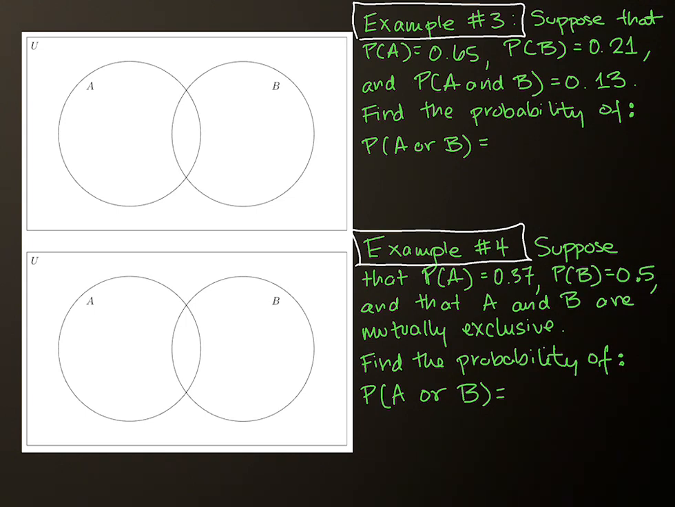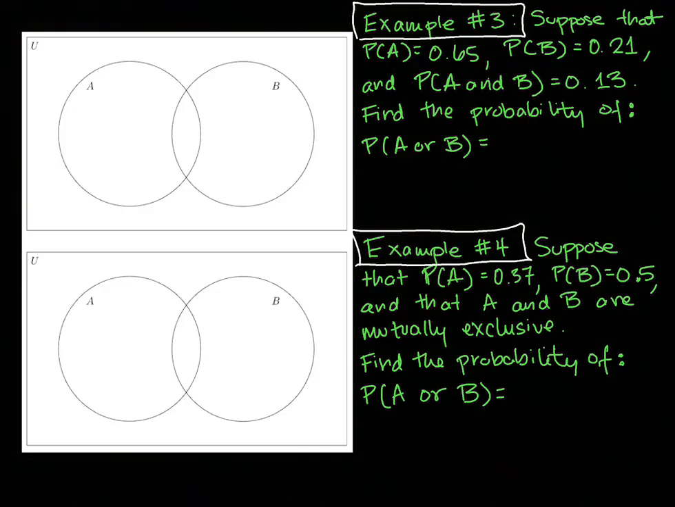So let's start by writing in the probability of example number 3. So example number 3 says, suppose that the probability of A equals 0.65, the probability of B equals 0.21, and the probability of A and B equals 0.13. Find the probability of A or B.